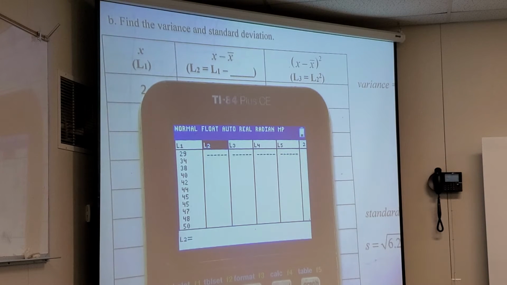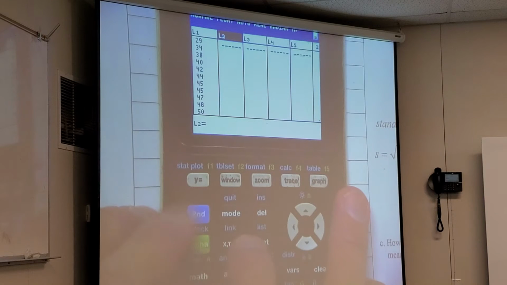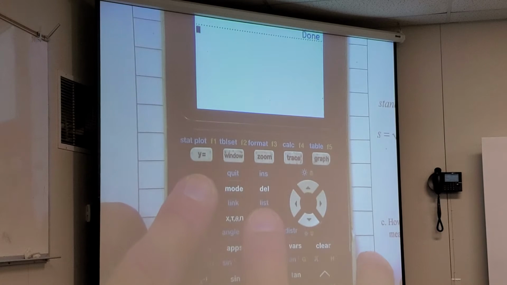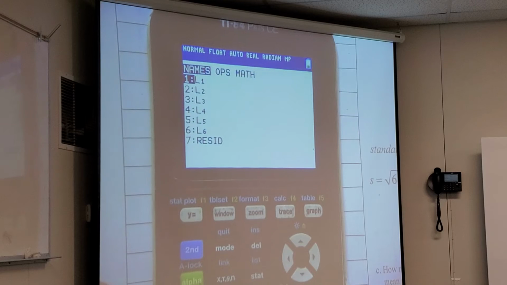I've got to do what with those? Add them up. What's the quick way to add them up? Let's get out of our table. Second mode to get out. And where do I go to add up a list? Second list. Yeah, second stat to get the list. Math and then... I like it.